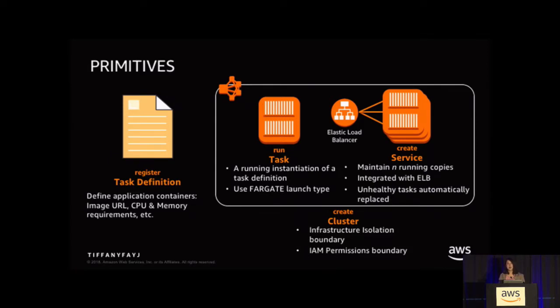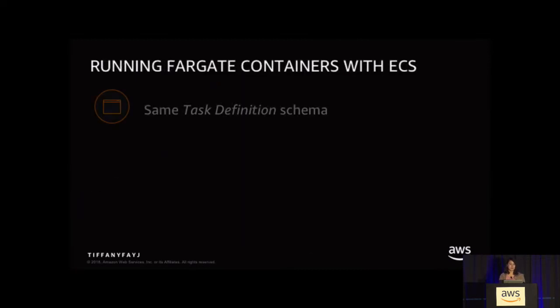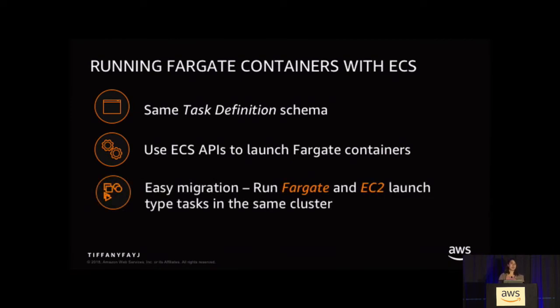There's also the option of being able to create a service. So basically, for services, unlike running a task, you can choose how many you want as your desired count. So if you want to have 2 copies of your task running, it will ensure that even if one fails, it'll start up another one. And then you can also attach that with a load balancer for your service. So basically, as I mentioned, the task definition schema is the same. You can use your ECS APIs to launch your Fargate containers, and if you want to migrate from EC2 to Fargate or Fargate to EC2, it's pretty easy, especially since you can have them both on the same cluster.